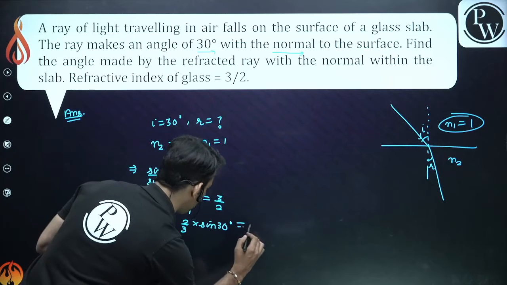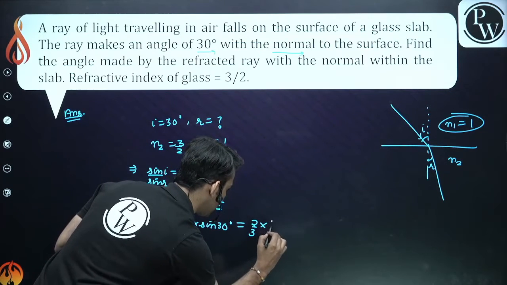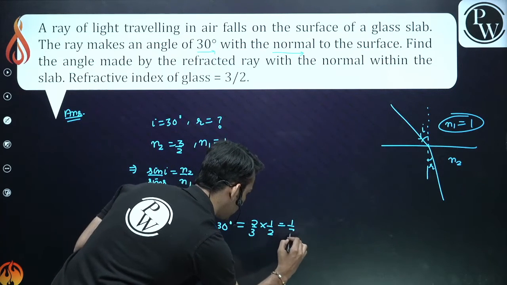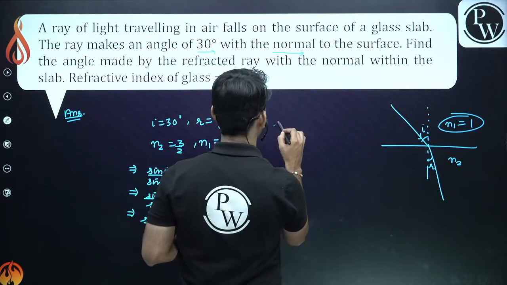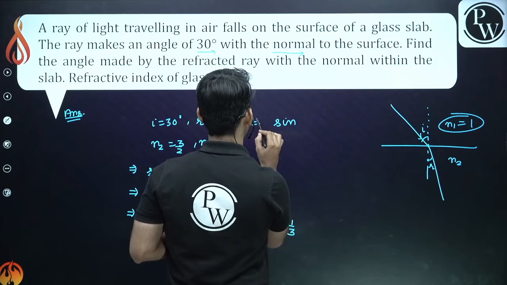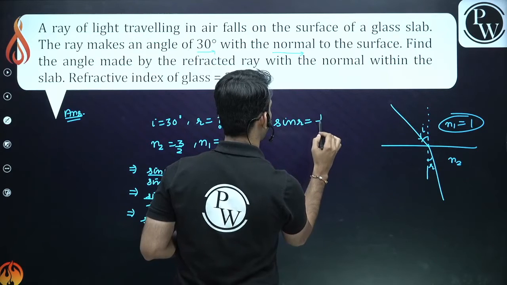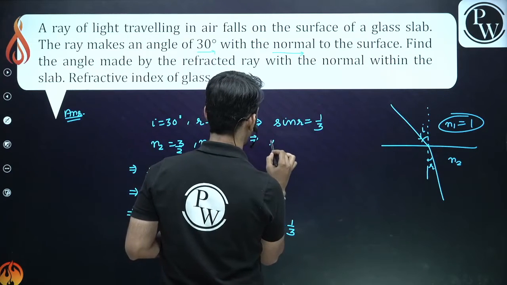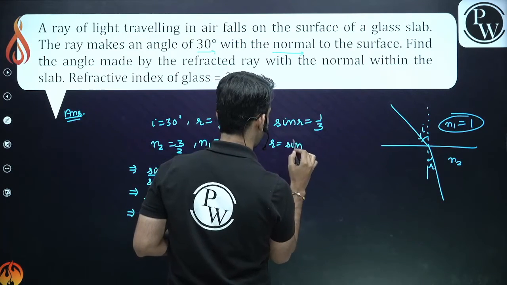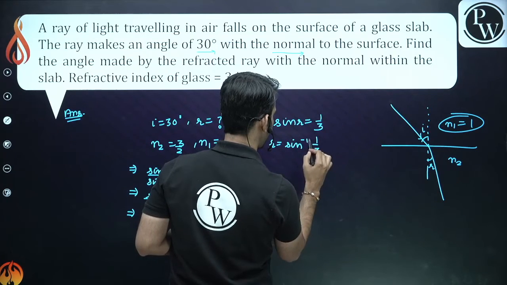What is sin 30, guys? Sin 30 is 1 by 2. So this is nothing but 1 by 3. So guys, what is sin R? This implies that sin R is 1 by 3. So guys, if I ask you R, it would be sin inverse 1 by 3.